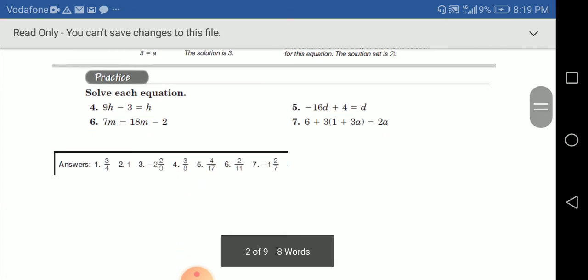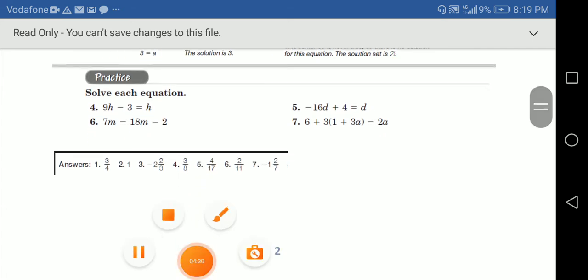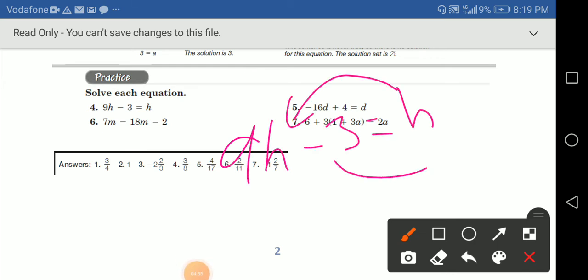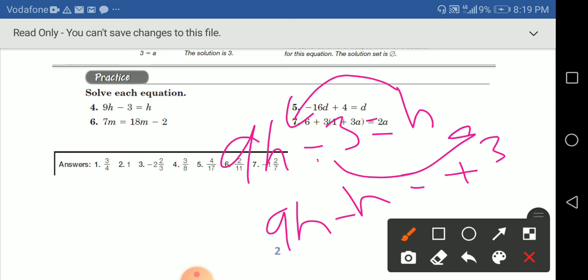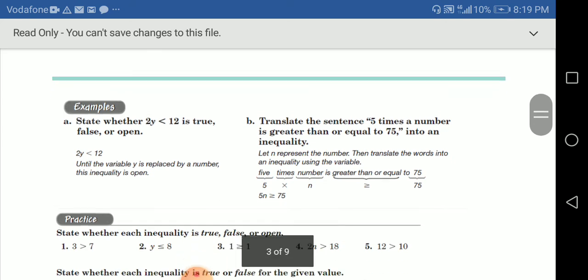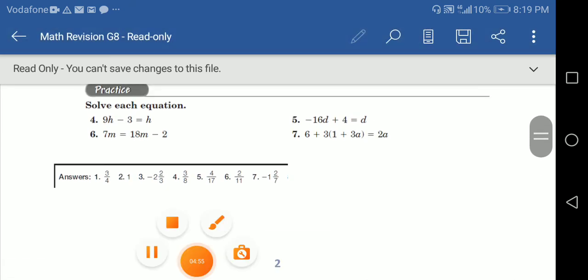Solve each equation. 9h minus 3 equals h. Easy also. h will go to the other side, and this will go to the other side. 9h minus h equals positive 3, because it's negative here. 8h equals 3. So divide by 8, h equals 3 over 8. Can it be a fraction? Yes, miss.